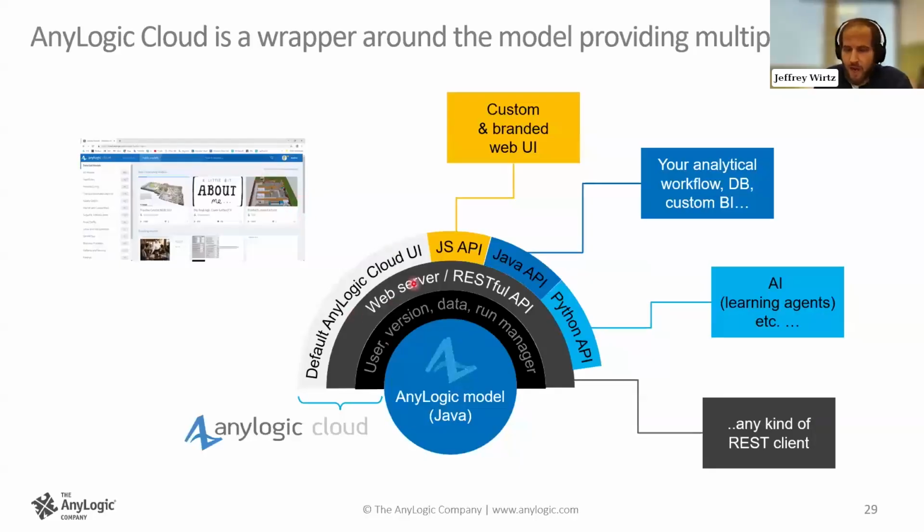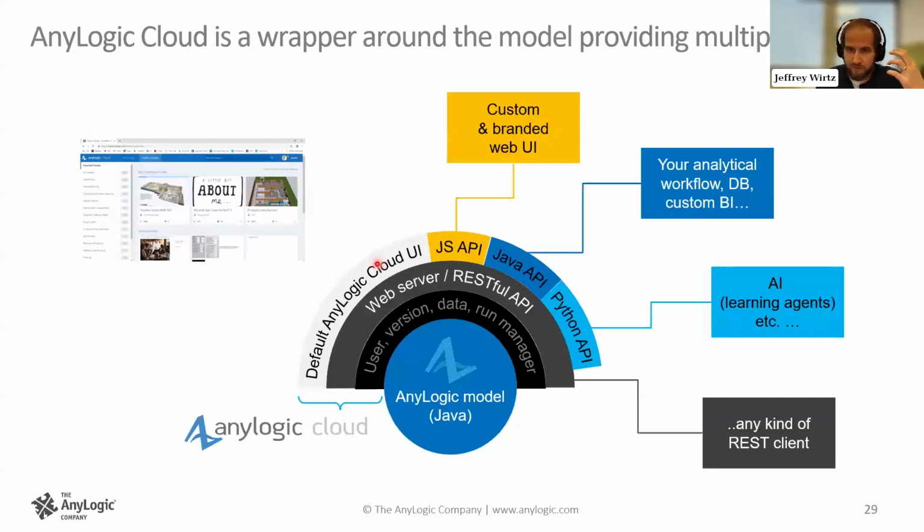So every AnyLogic model is a Java application. Under the hood, it is just a Java application. But when we upload it to the cloud, you're keeping that model, that Java application that's still runnable, still accessible via the default AnyLogic Cloud UI, which is pretty much everything that was demonstrated today.